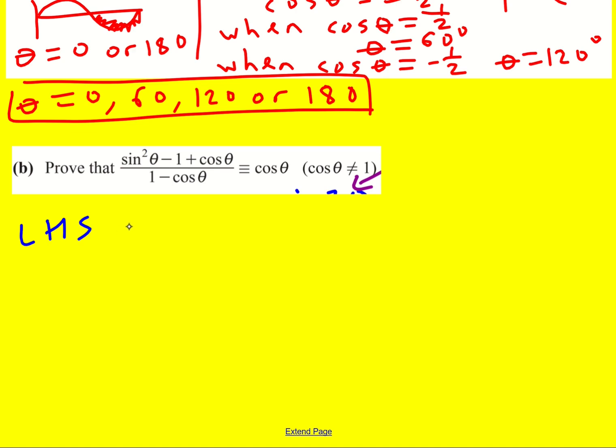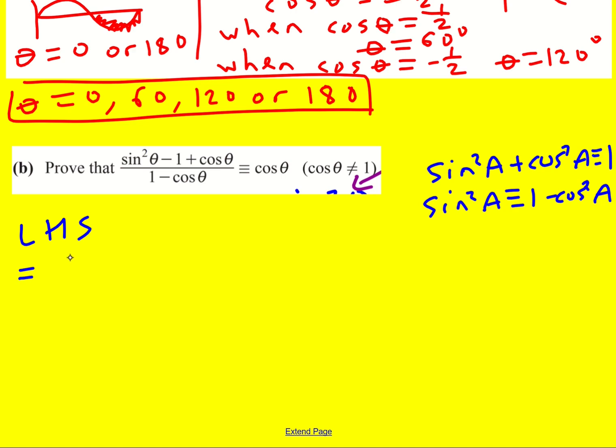So the left-hand side, first things first, well, we've used tan as sine over cos, but there's another one we need to be aware of for AS maths. Sine squared A plus cos squared A is always identical to 1 for any value of A. So what does that mean? I can replace sine squared A by 1 minus cos squared A.